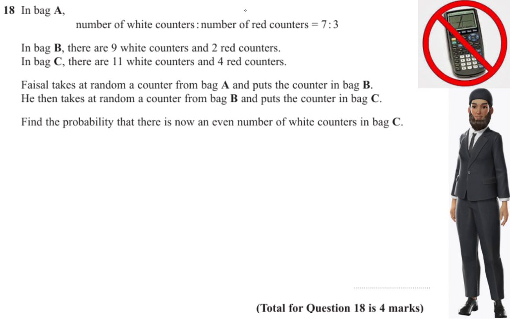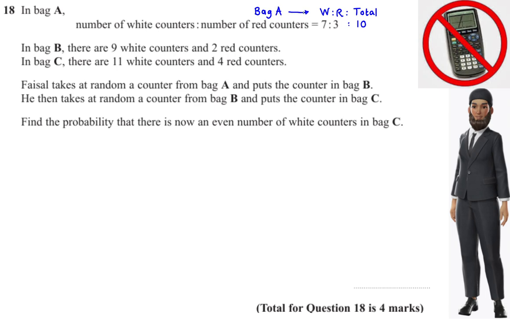In bag A, the ratio of the number of white counters to the number of red counters is 7:3. So let's write that down. It's the number of white counters to the number of red counters. This will lead us to a total in terms of ratio parts of 7 plus 3, which is 10. And this is for bag A.